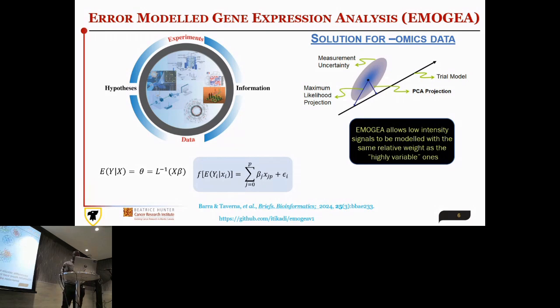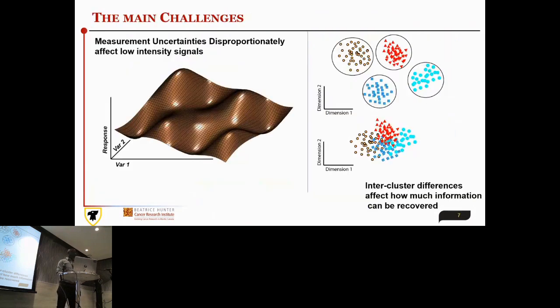Now, one of the main challenges, again, is that in the context of omics data, measurement uncertainties dominate, and they disproportionately affect the low-intensity signals. The high-intensity signals, you've got no problem. And the problem then is that when people have known this, what we do is say we are going to model the highly variable signals. What does that mean? That means that only the dominant signals are going to be used for downstream biological interpretations. The low-intensity signals in a biological context have got the exact same, if not more, information than the dominant signals, because the low-intensity signals are the ones that inform the biology, right?